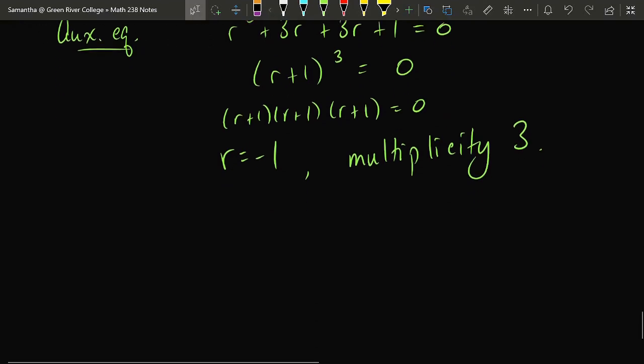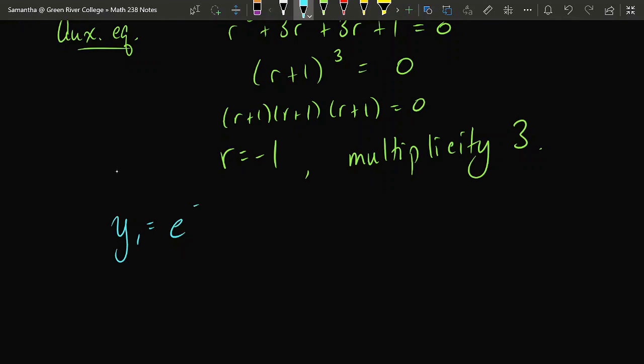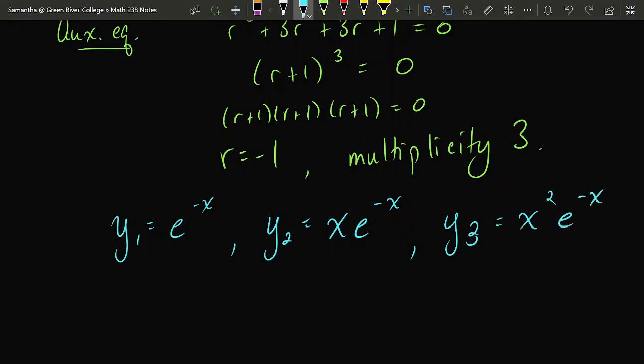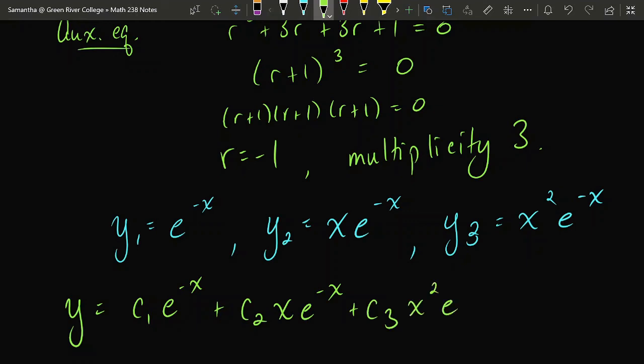So that means that I can cook up 3 linearly independent solutions. y1 is equal to e to the negative 1 times x. To get y2, just stack an extra x onto that solution, and for y3, just tack another extra x onto that solution. Then we can get our general solution, c1 e to the negative x plus c2 x e to the negative x plus c3 x squared e to the negative x.